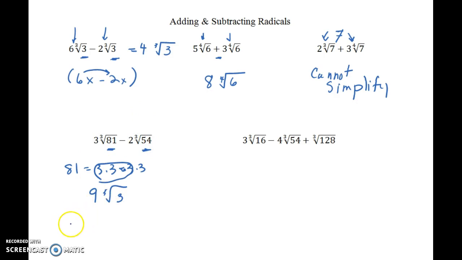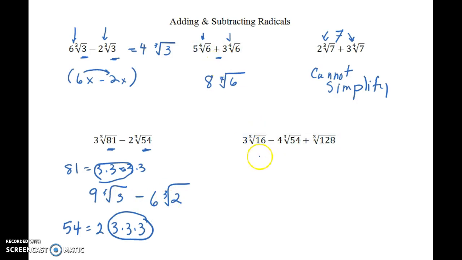Our next expression, if we look at 54, 54 is the same as 2 times 3 times 3 times 3. I only have one group of 3's, so it's 2 times 3. So minus 2 times 3 is 6 times the cube root of 2, because that's what's left. Since we have cube root of 3 and cube root of 2 left, then we can't simplify anymore. That's our final expression.